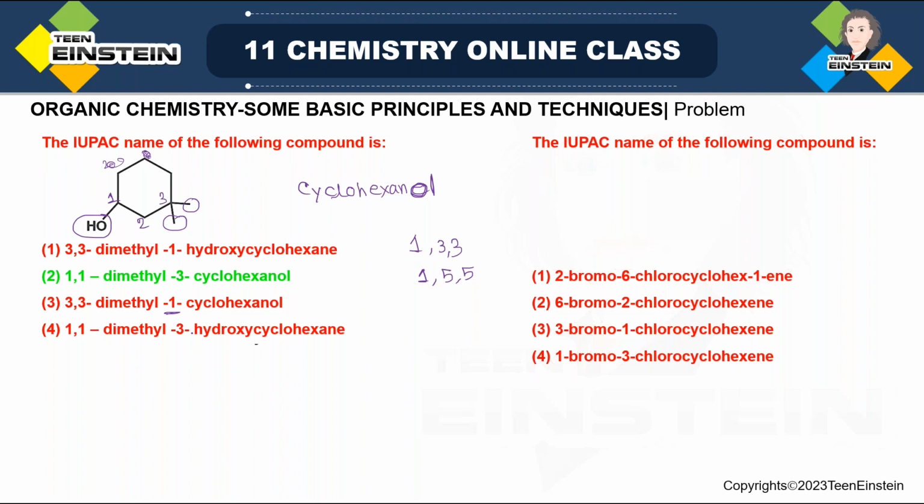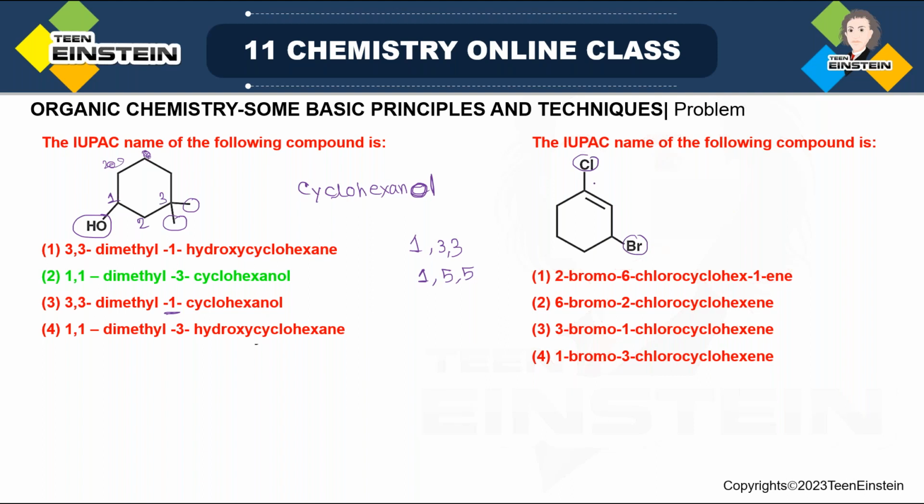Next question, we need the structure, right? So this is the structure. So here we have again a 6-membered ring. And in this 6-membered ring, we have chlorine and we have bromine and we have also a C=C double bond, right?